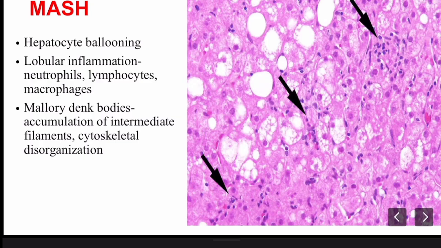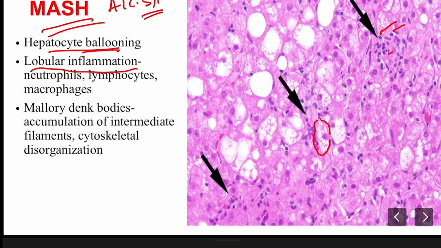Now we come to MASH, that is metabolic dysfunction associated steatohepatitis. This is similar to alcoholic steatohepatitis in terms of histologic features. We will see ballooning of the hepatocytes, where the hepatocytes get swollen up and the cytoplasm becomes foamy. Then there is lobular inflammation, consisting of neutrophils, lymphocytes, and sometimes macrophages.